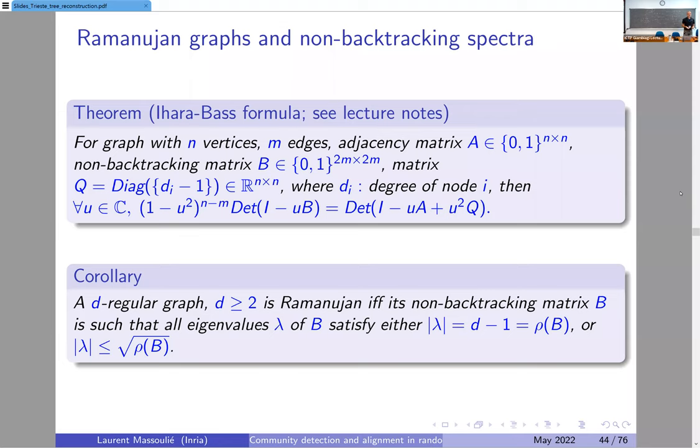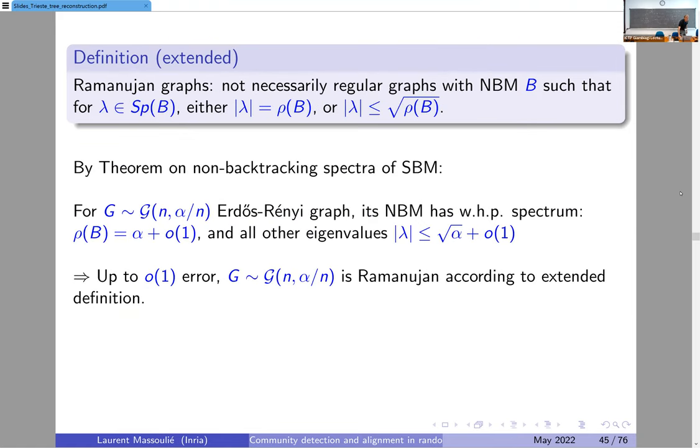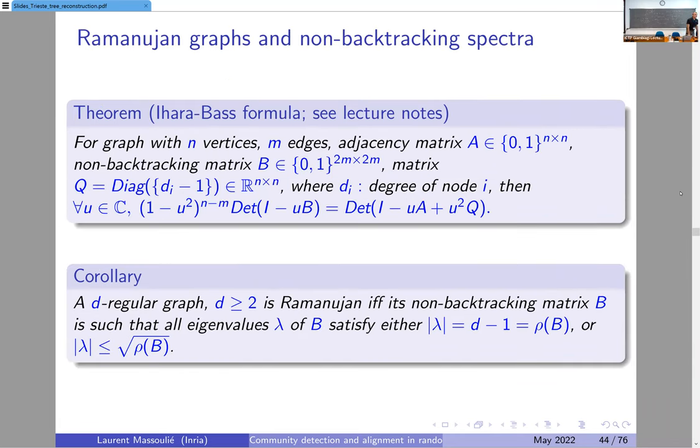And so this correspondence between the spectra of B and the adjacency matrix A has been used to try and develop a theory of Ramanujan graphs for graphs that are not necessarily regular and that can have degrees that differ from one node to another. That's formalized also.